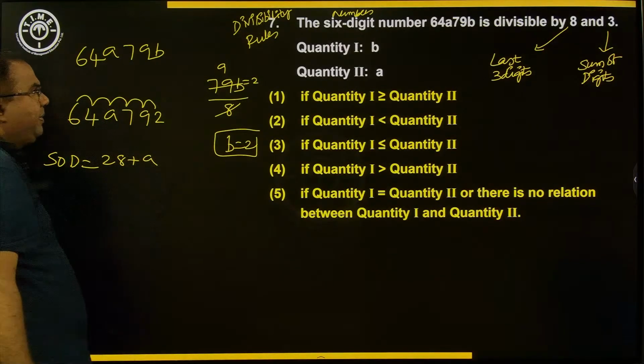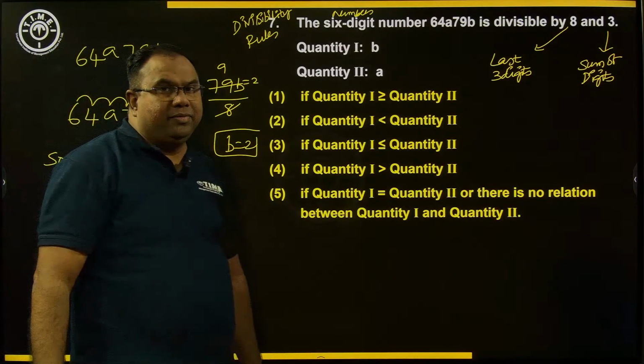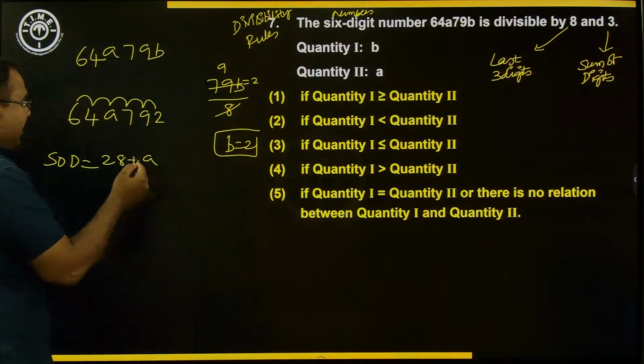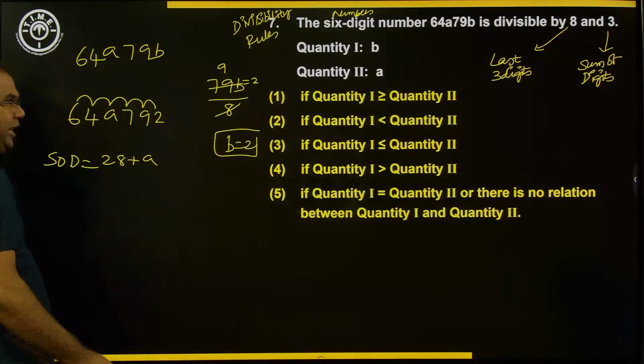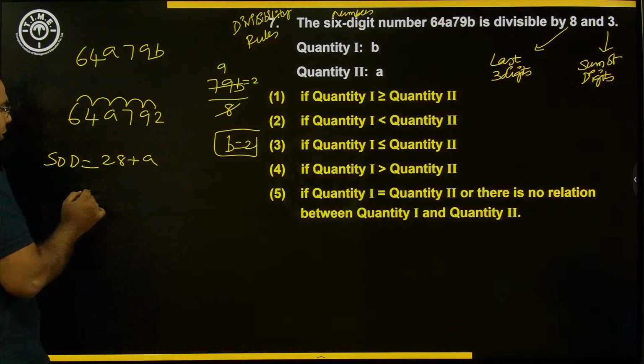This has to be divisible by 3. Divisible by 3 means it should be a multiple of 3. What is the multiple of 3 greater than 28? It is more than 28 actually. So, it can be 30. So, A can be 2.